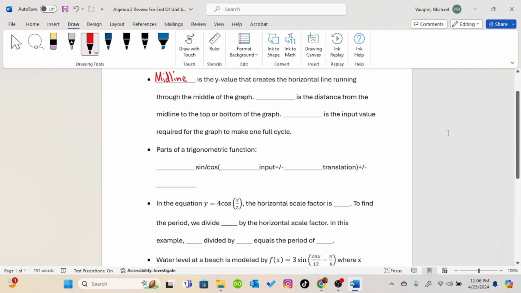The next statement says blank is the distance from the midline to the top or bottom of the graph. This is what we call the amplitude.